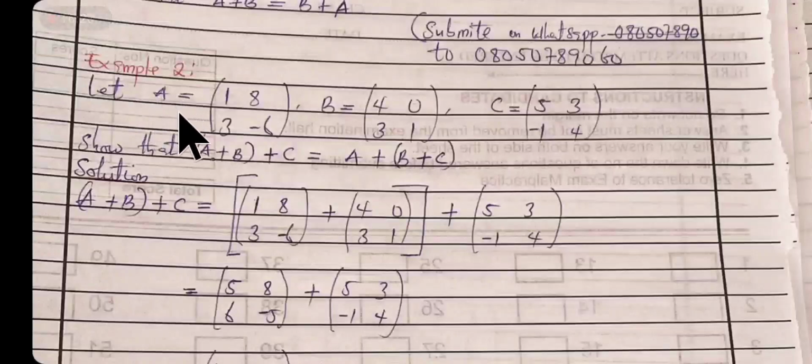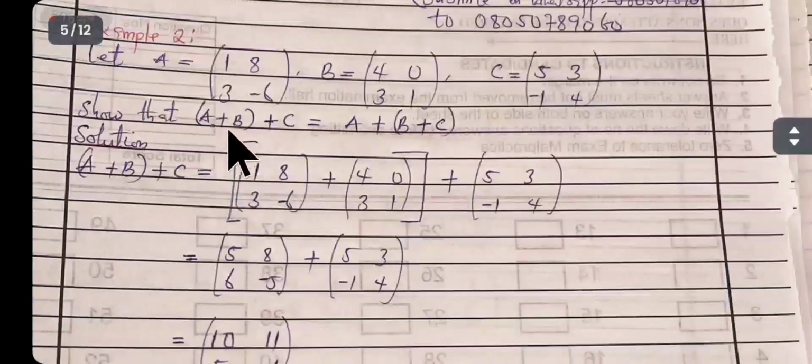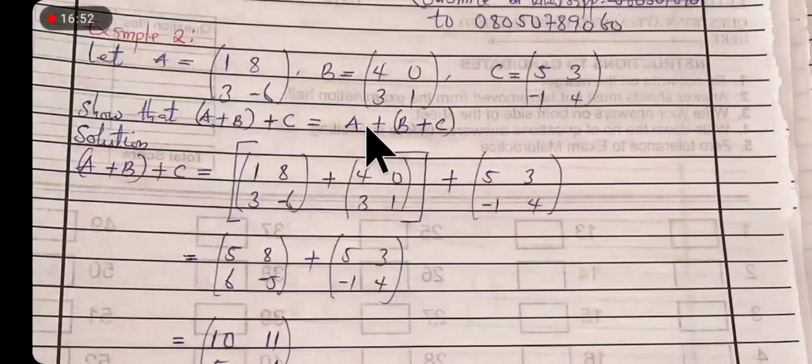Example 2, let A equal this matrix, and then B equals this matrix. C is also equal to this matrix. Show that A plus B, all in bracket, plus C equals A plus open bracket B plus C close bracket. So we want to show that the left hand side is equal to the right hand side. So how do we show that? First of all, we need to find A plus B, all in bracket, plus C. And then we'll later find this one to check if their answers will be equal.